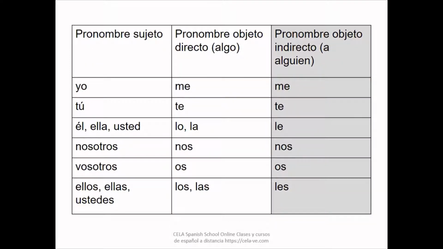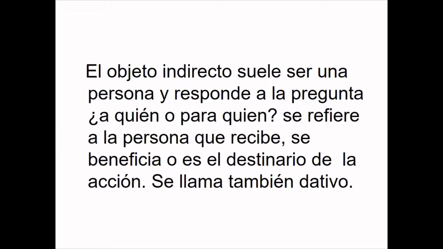In our class today, we are going to work with the indirect object. The indirect object pronouns are me, te, le, nos, os y les. The indirect object is also called dative. The dative is the one who receives the action.